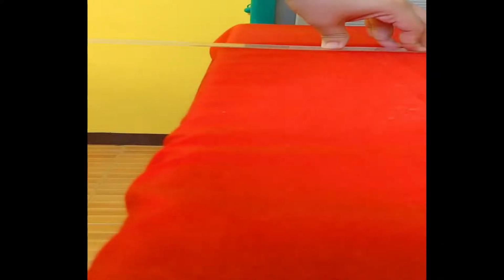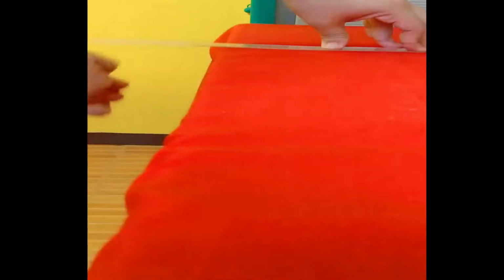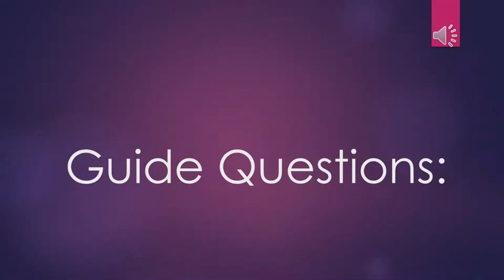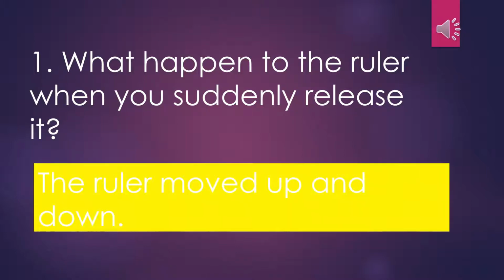Do it again. Push as long as you can, then release it. After that, hold it. These are the correct questions for our second activity. What happened to the ruler when you suddenly release it? The answer is the ruler moved up and down.